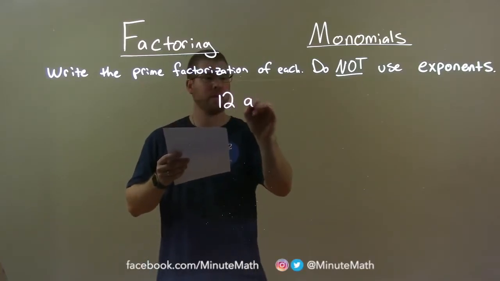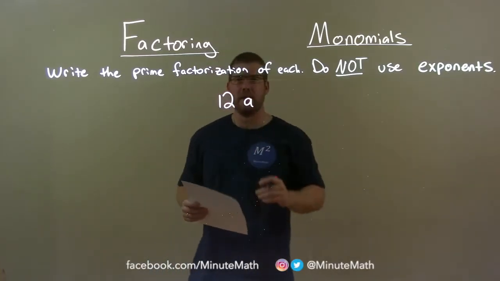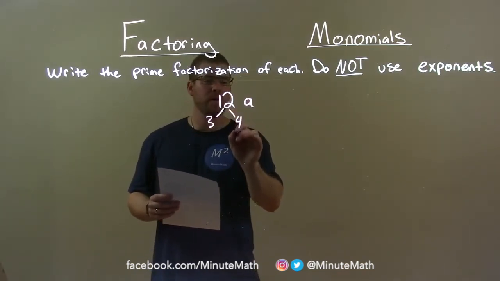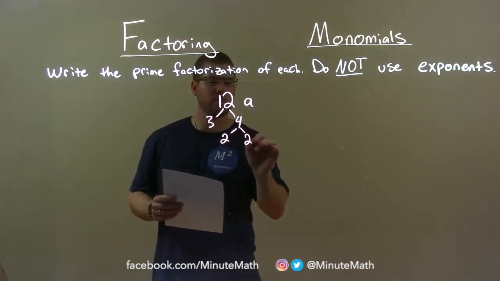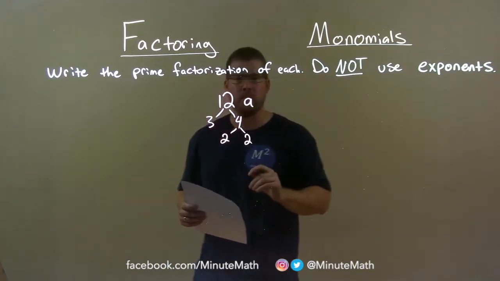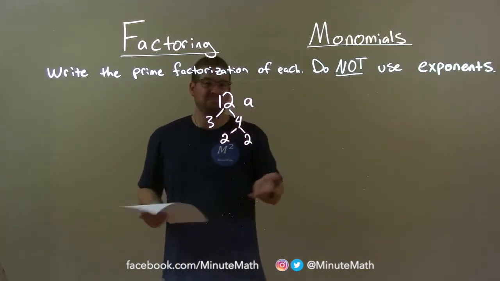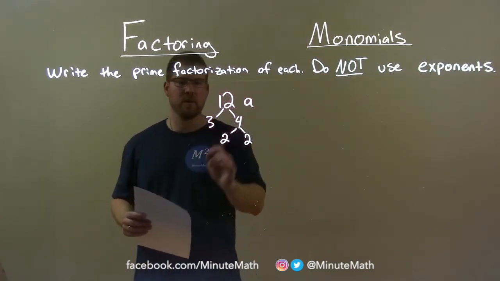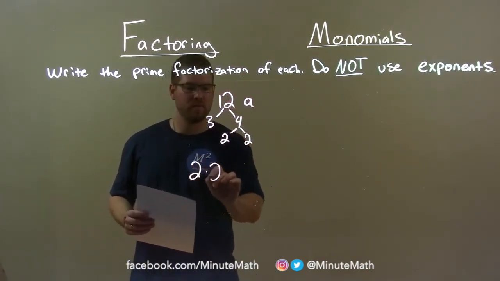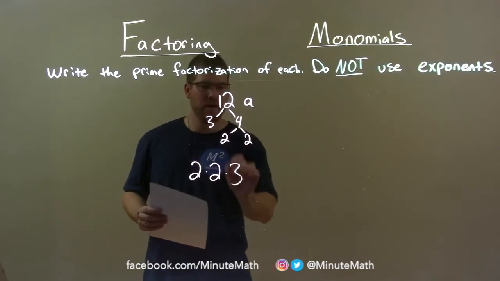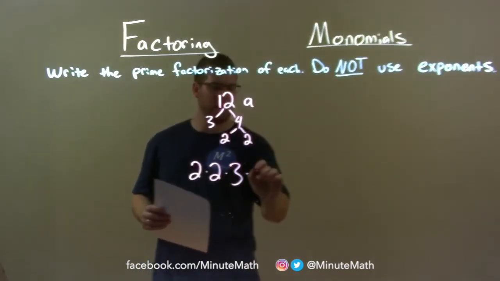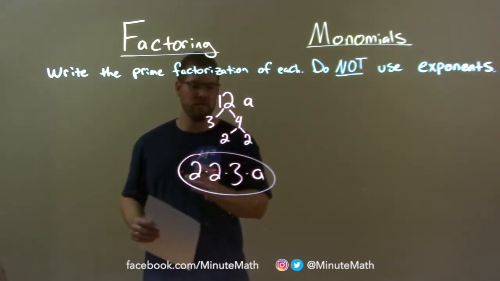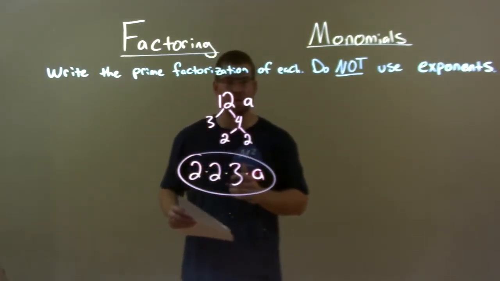12a. Well, 12 we can break up. 12 is, well, 3 times 4. And 4 is 2 times 2. We have all the prime numbers that multiply to be 12. A cannot break up anymore. So we're essentially done. Let's just reorganize this. Lowest numbers first. 2 times 2, then times the 3. Got them all. Times a, which is right there. And we're done. Our prime factorization is 2 times 2 times 3 times a.